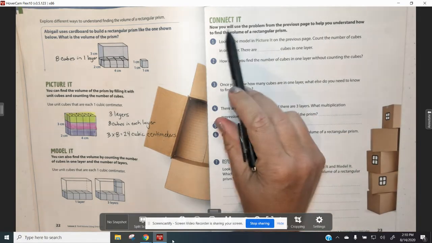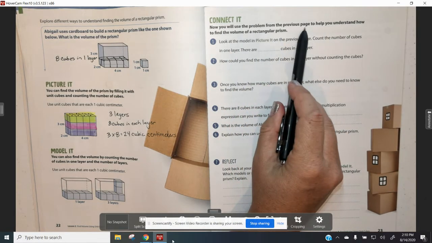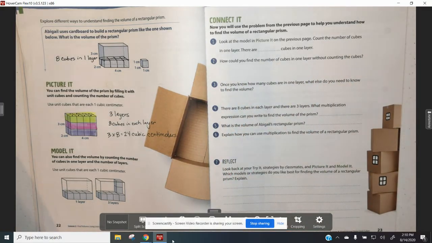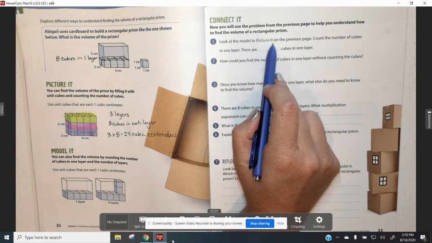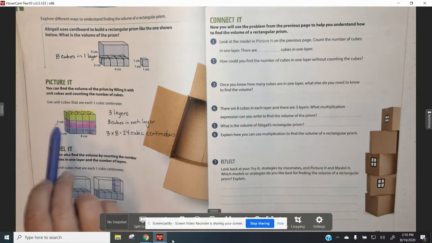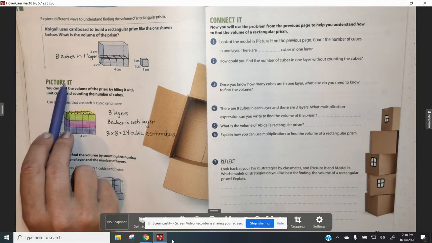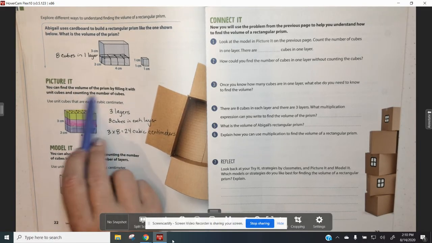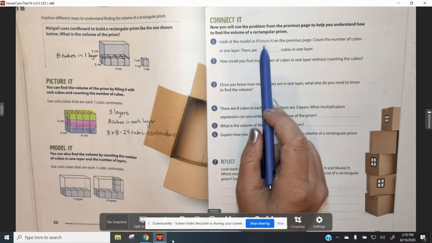All right, now we will use the problem from the previous page to help us understand how to find the volume of a rectangular prism. So, number 1 says this. Look at the model and picture it on the previous page. So when they say picture it, we're going to look for this heading that also says picture it. And then that means we're going to be looking at this model here.